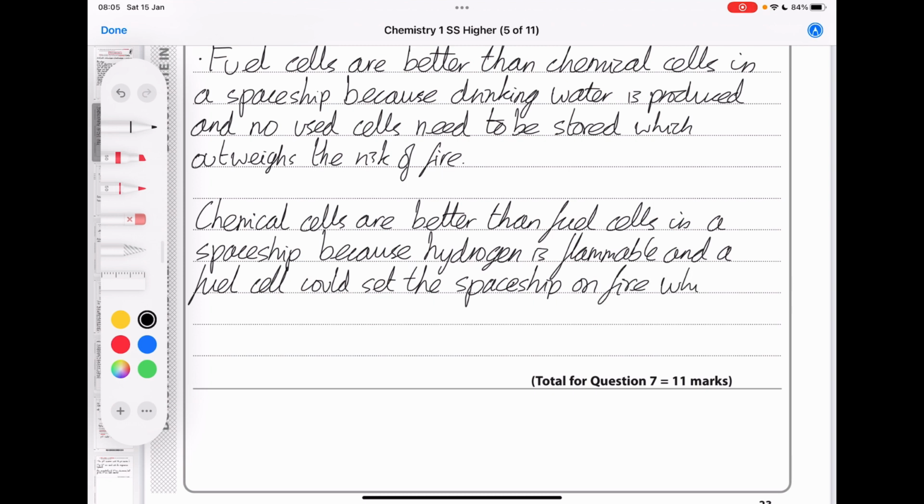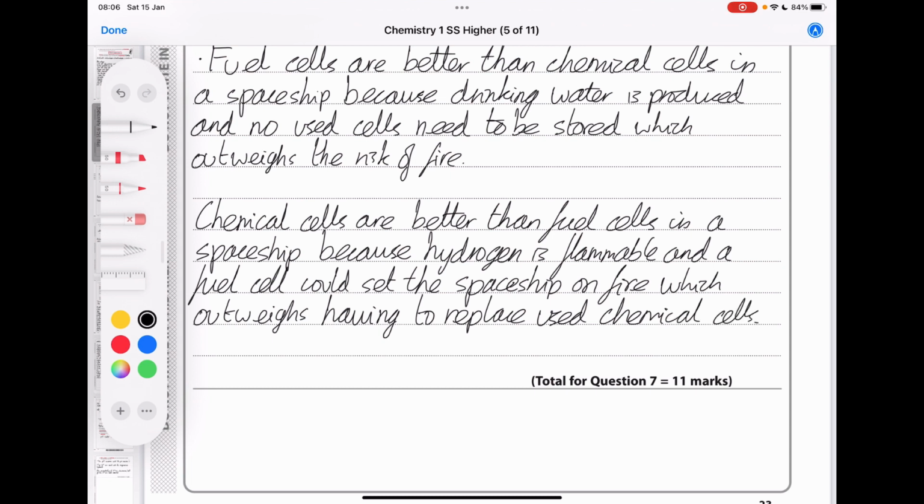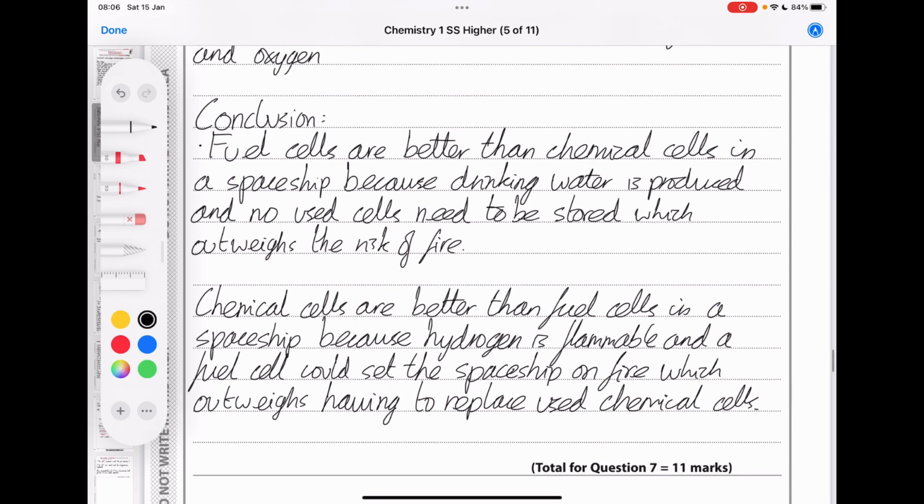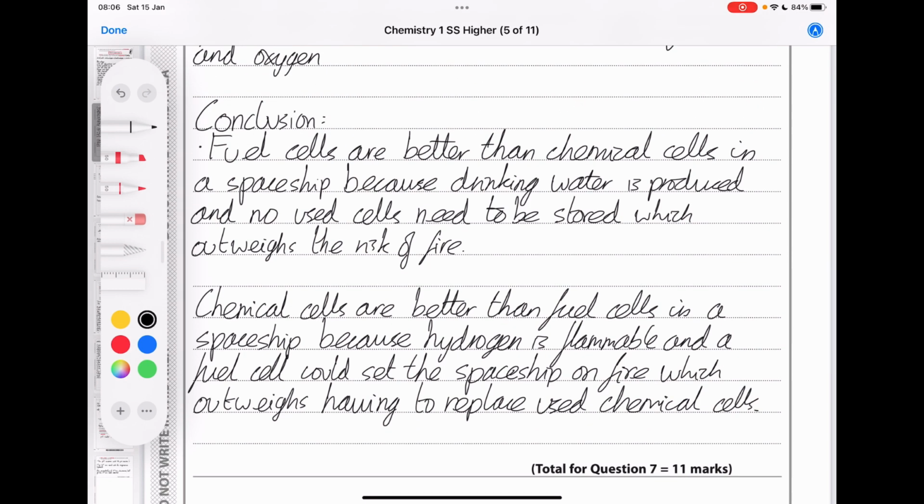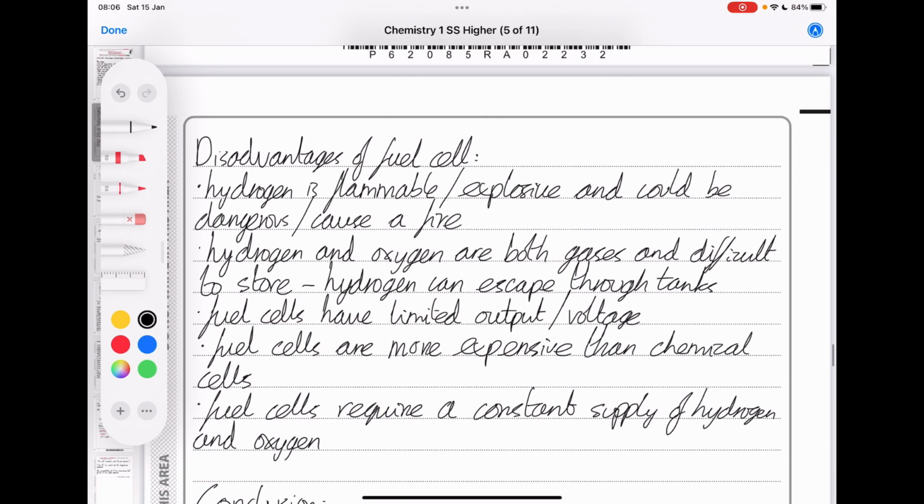Which outweighs having to replace used chemical cells. Either one of those conclusions would have been fine, providing that you were referring to advantages or disadvantages that you wrote in your answer.